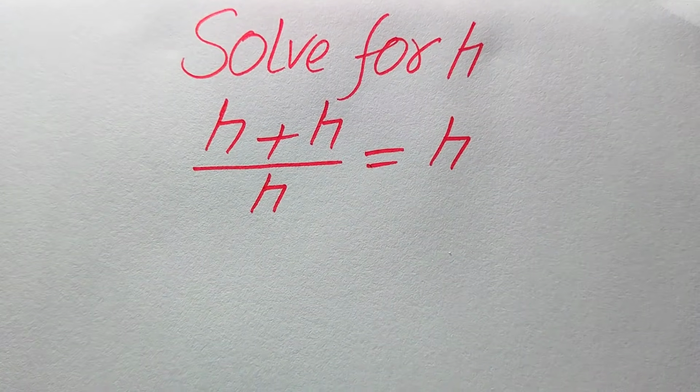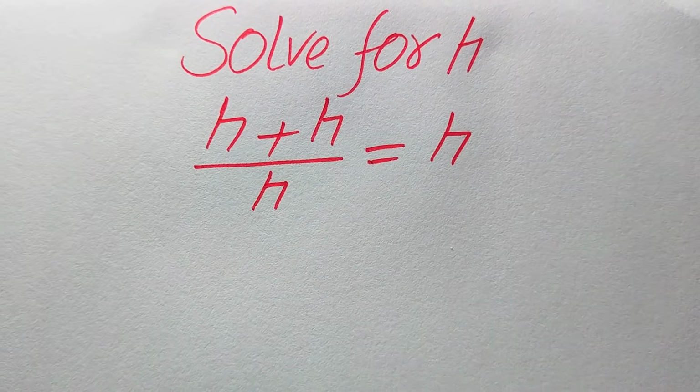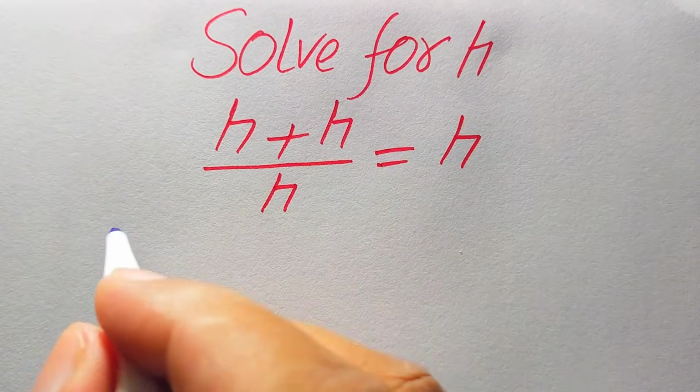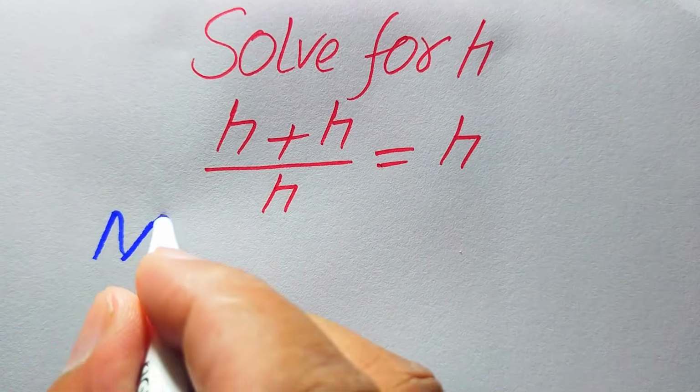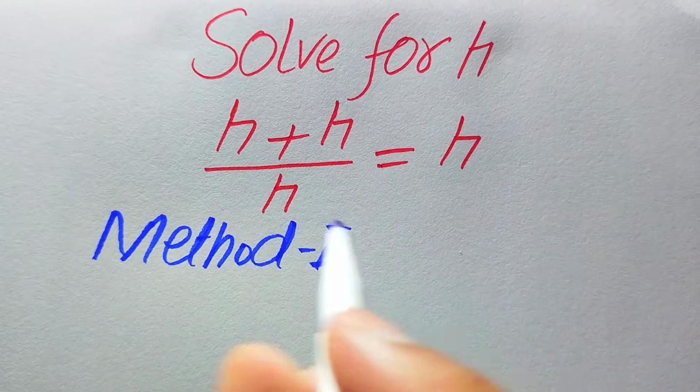So here we have h plus h divided by h is equals to h, and we solve this problem for all the values of h. Here we solve this problem by two methods. I hope you like both of these two methods. And now we move towards the solution of this problem.